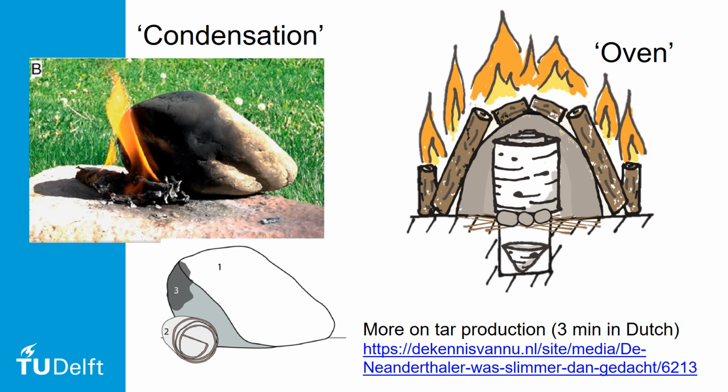Now here on this page you see that the methods that we know of, they range from very simple to complex. So condensation is what we consider the most simple method, and the oven structure with a buried container, a dome made from earth or clay, and then a fire that's lit around it is the most complex way to make tar.